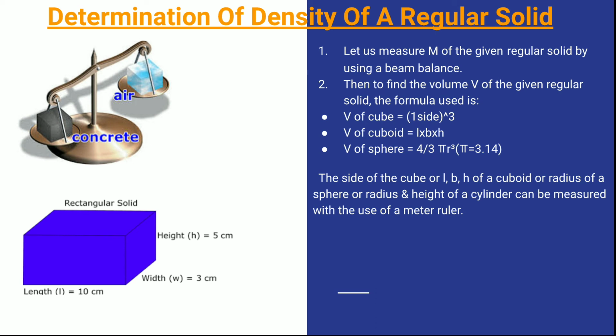The volume of a cuboid is L into B into H, and for a cube it is the side cubed. The radius of the sphere, or the radius and the height of a cylinder, can be measured with the use of a meter ruler. With a meter ruler, the side of the cube or the cuboid, that is length, breadth and height, and the radius of the sphere or radius and height of a cylinder, can all be measured.